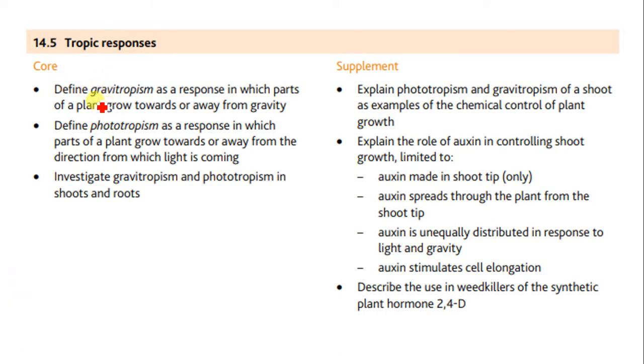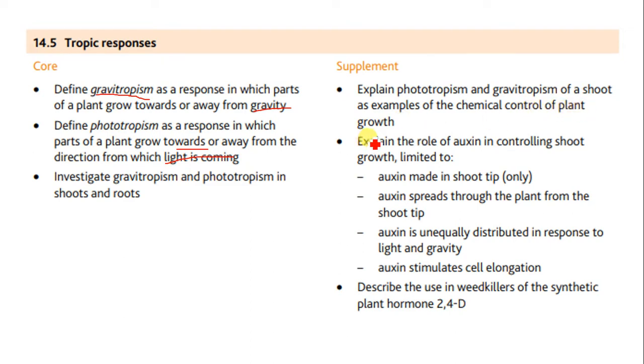So first, you define gravitropism as a response in which parts of a plant grow towards or away from gravity. When it grows towards or away from gravity, that is gravitropism. Then phototropism is a response in which parts of the plant grow towards or away from the direction from which light is coming. That's phototropism.